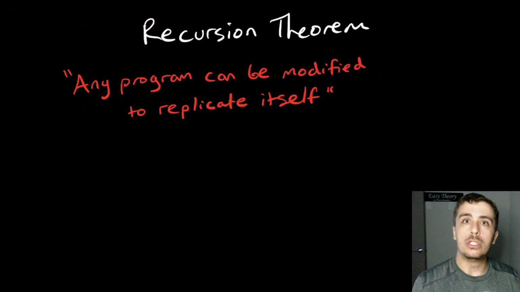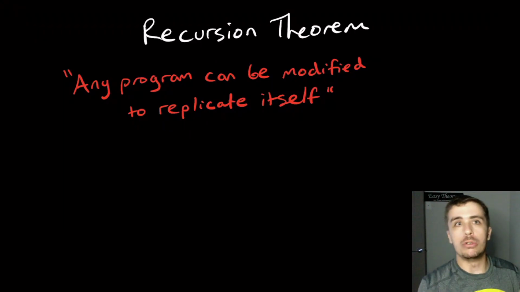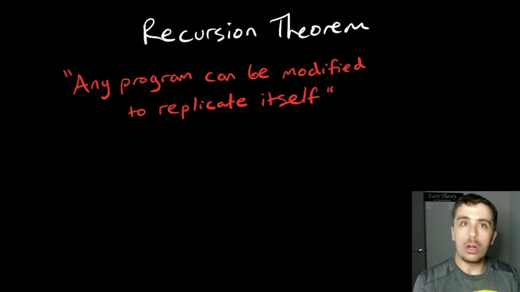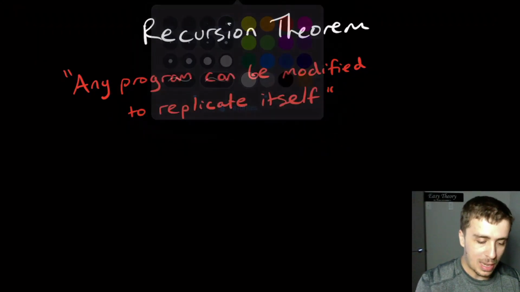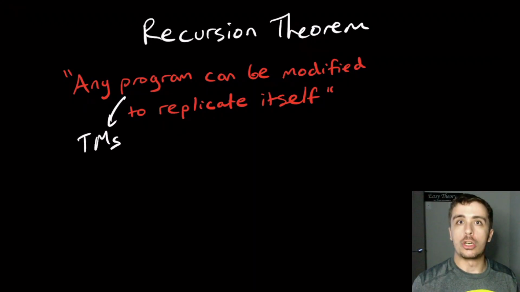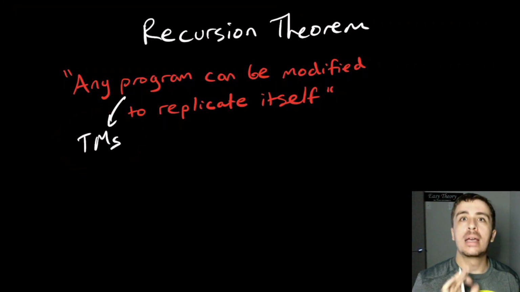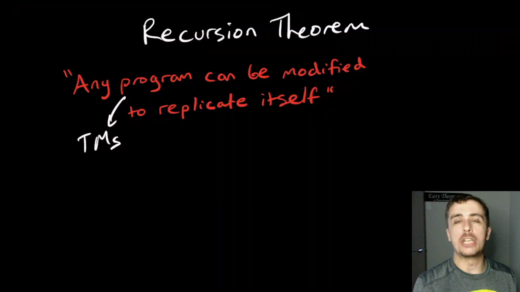So what you can do is you can insert several statements in any program whatsoever to obtain its own source code. In programming languages, what you do is you can open the file, the one that the program is in, and then you can obtain the source code that way. But in this sense, we're talking about Turing machines. So these models of computation called Turing machines, and I claim that any Turing machine at all can be modified to obtain its own source code, which is pretty bizarre if you think about it.